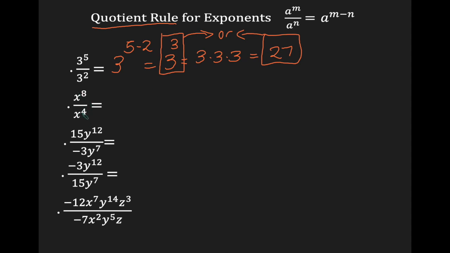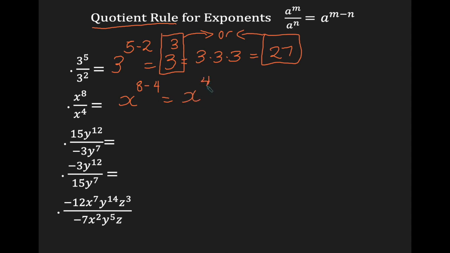Students like when their base is a variable, much easier. So I have x to the 8th divided by x to the 4th. My base is the x. I'm going to keep it, and I'm going to subtract my exponents. So that's 8 minus 4. So this will be x. 8 minus 4 is 4.